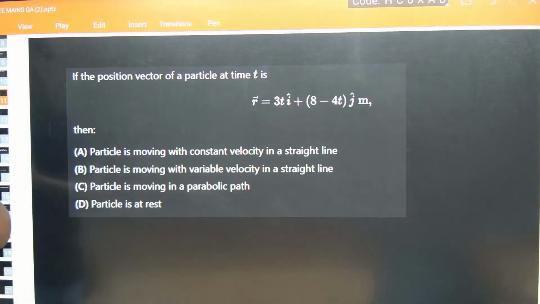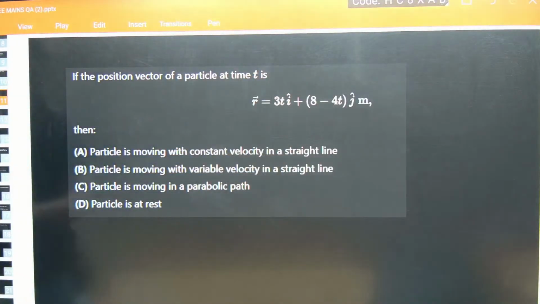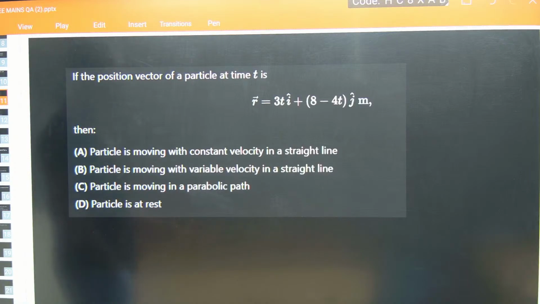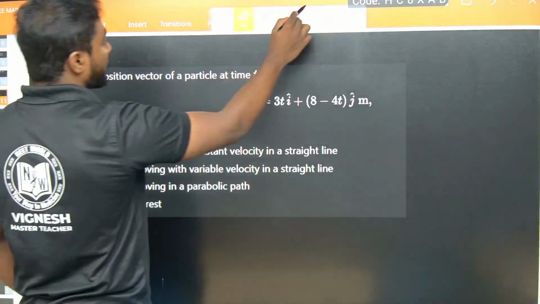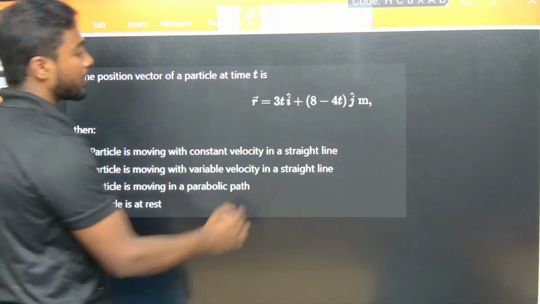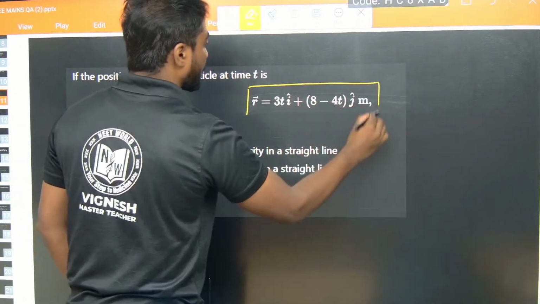So they are talking about the position of a particle. If I differentiate it, I will get the velocity, right? If I first differentiate, I will get the velocity; second differentiation I will get the acceleration. Okay. Now what can I do for this question? So this is my position vector.